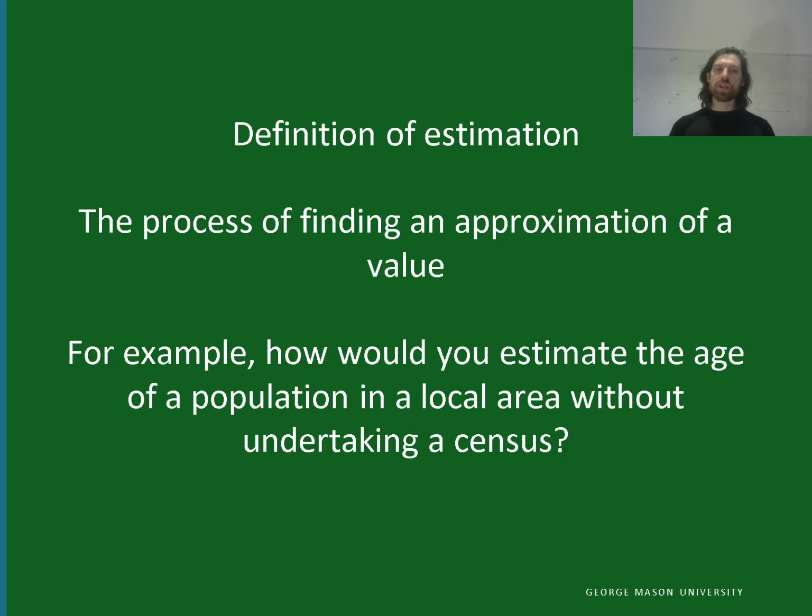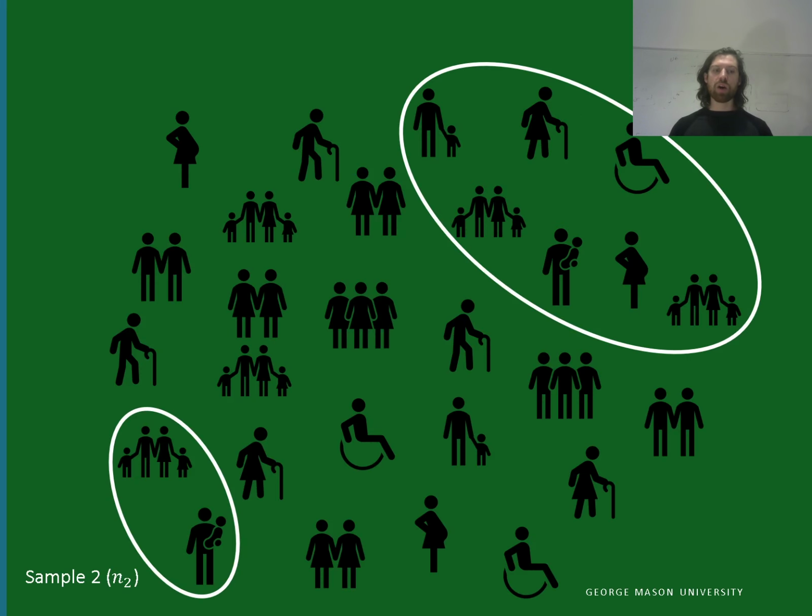So when I say estimation here, it's really getting to that last point that I just made, that this is the process of finding an approximated value. So let's say that we want to undertake an estimate for the age of people living in Fairfax. Let's assume that we don't have any other information about the people living there. We don't have the resources to carry out a full census of everyone living in Fairfax. So therefore, we're going to carry out sampling approaches, and we're going to try to estimate the age overall by doing these different samples, okay?